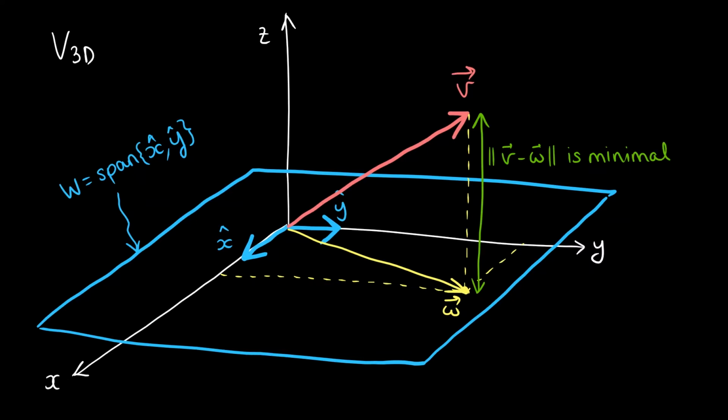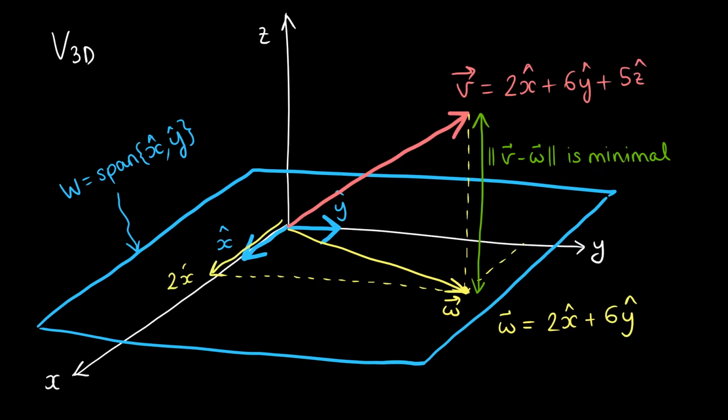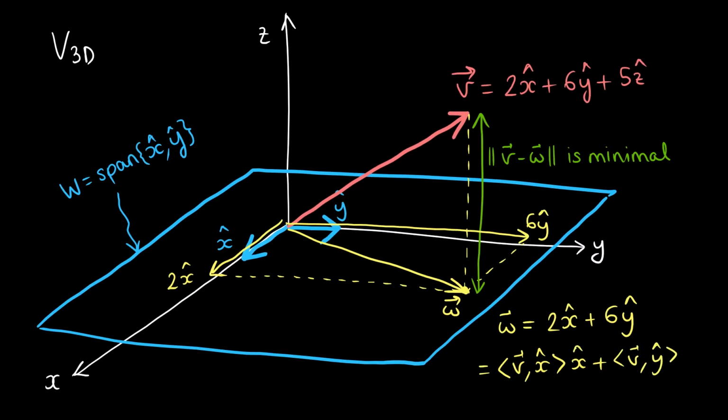For the sake of the example, let's say that V equals 2x hat plus 6y hat plus 5z hat. In this specific case, it's easy to see almost immediately that the projection is easily obtained by keeping only the x hat and y hat components of this vector. So W would be equal to 2x hat plus 6y hat, with no z component. This can be written as follows. W equals inner product of V and x hat in the x hat direction plus inner product of V and y hat in the y hat direction.